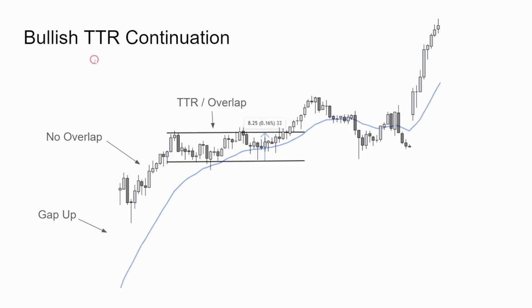This is a bullish tight trading range continuation. Here are some bullish traits. We have a gap up. These bars show no overlap, showing they're trend bars.